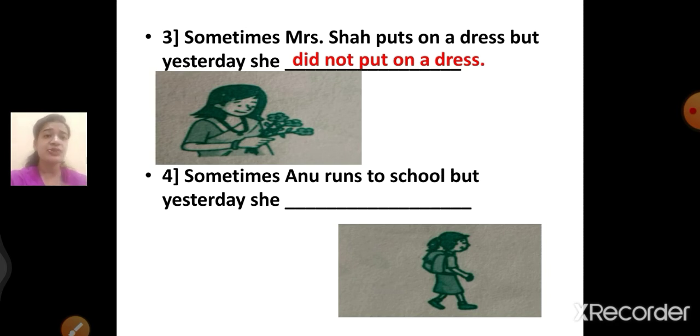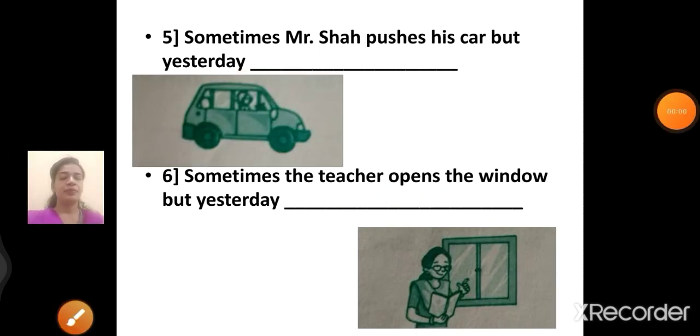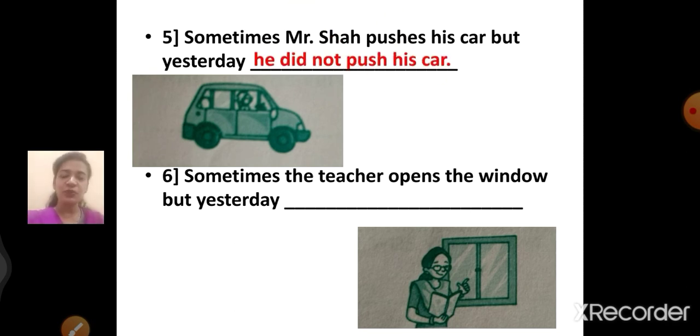Sometimes Anu runs to school, but yesterday, what happened yesterday? She did not run to school. Sometimes Anu runs to school, but yesterday she did not run to school. Now the fifth one. Sometimes Mr. Shah pushes his car, but yesterday, what happened? Yesterday he did not push his car.